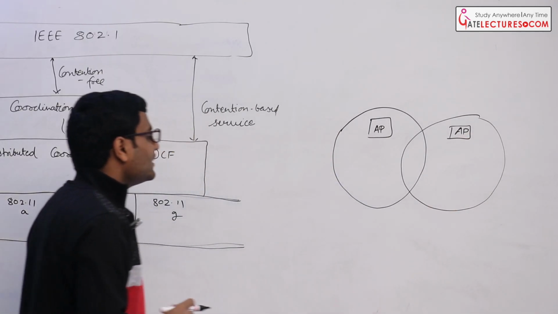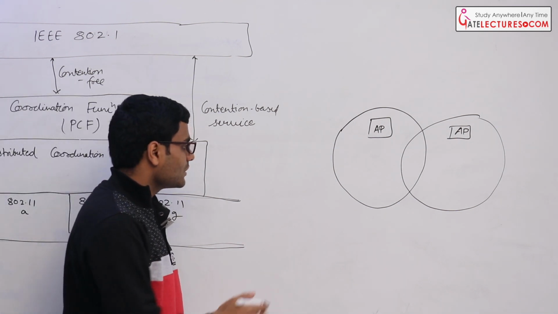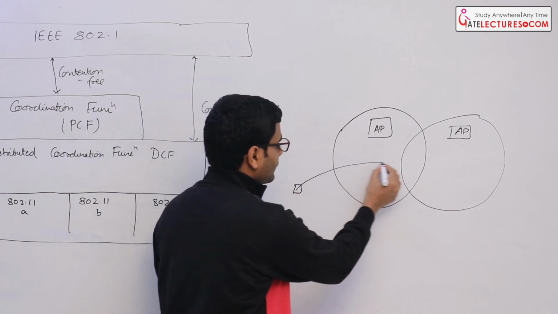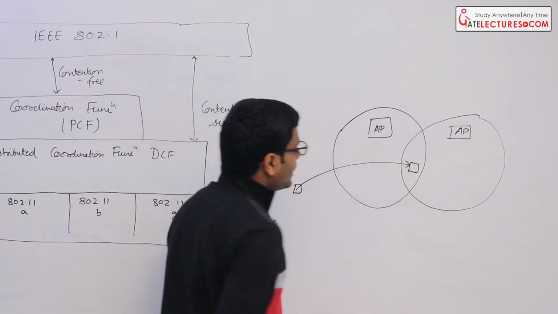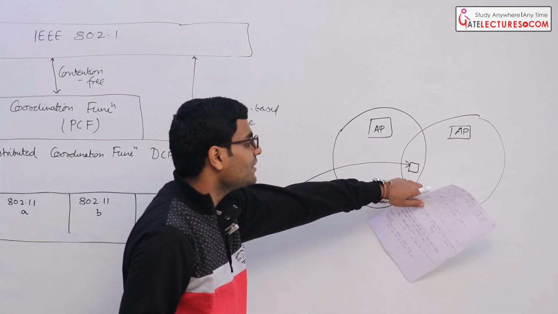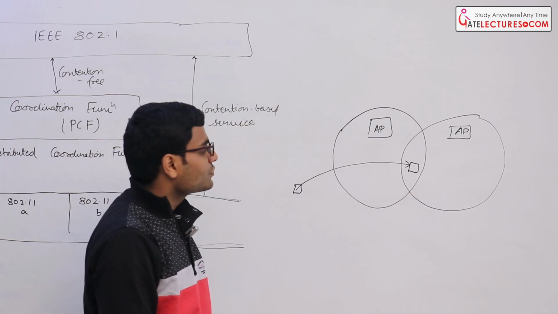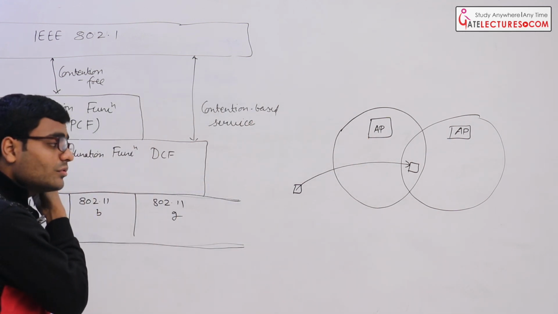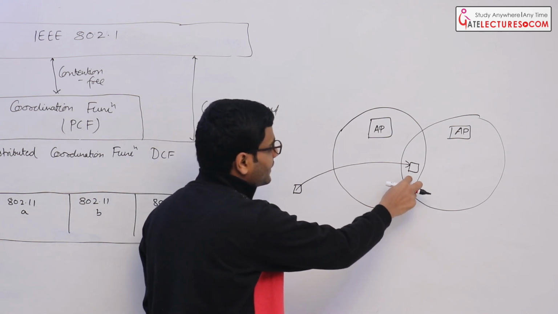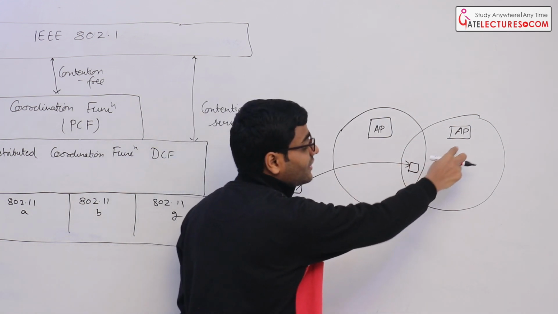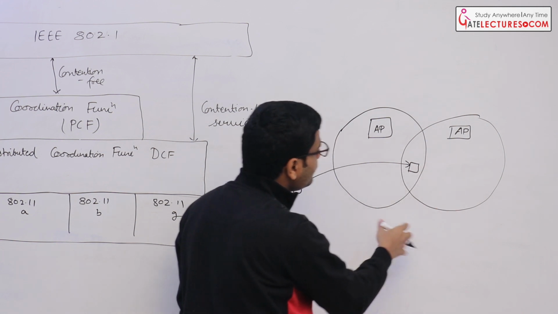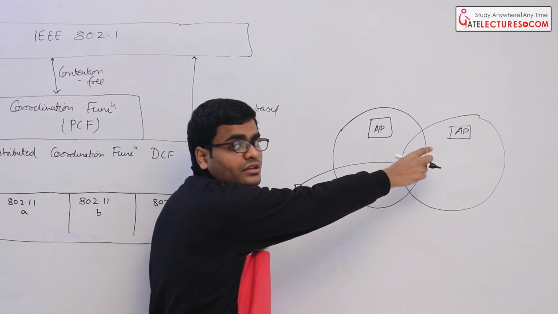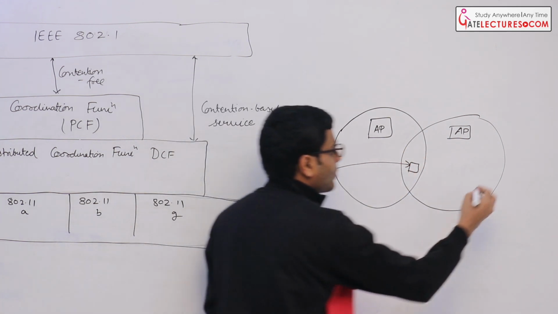Okay. So let's consider a situation. A station enters a network. Now this station can be in the range of various access points. So to which access point can this station associate? This station can associate itself with this access point as well as this access point. So the process or technique by which the station associates itself to one of the access points within its reach is called scanning.